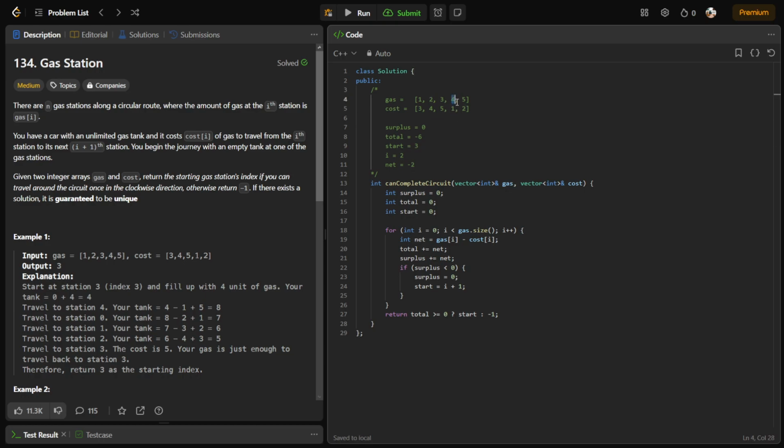Now we are at the third index, where we have 4 gas and 1 cost. If we calculate it, 4 minus 1 is 3. The total plus the net, so plus 3, gives us -3. And the surplus we get is 3. Now since there is an actual surplus, meaning we are good with this starting position, we don't need to change anything for now, and we can move on to the next gas station. So I increment.